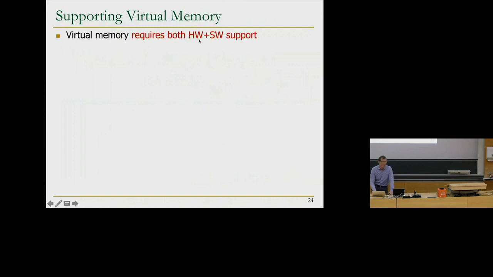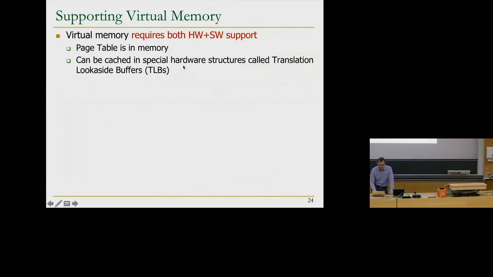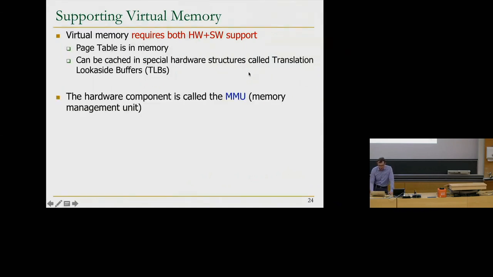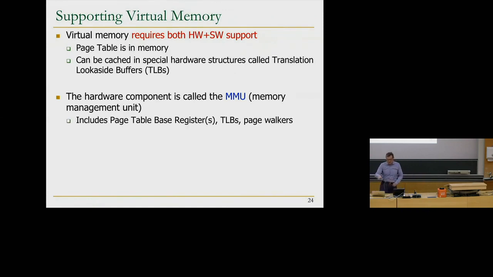Basically, it requires both hardware and software support. So page tables in memory, as we discussed, can be cached in specialized hardware structures called translation look-aside buffers. And the hardware components in general that help you access memory are called the memory management unit, MMU. If you've heard about this, how many of you heard about MMU before? Okay, some of you did. This is really the translation and access control structure for memory, the memory management unit. And it includes many things. And this is not a comprehensive list.